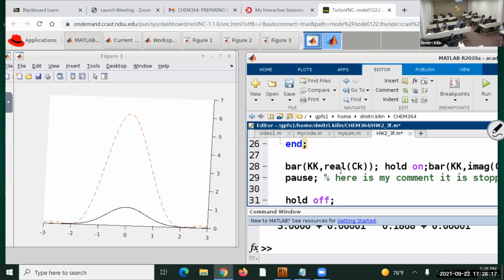I can make this rotation, just inspect it. And then send this file after you add comments to commit. Okay.